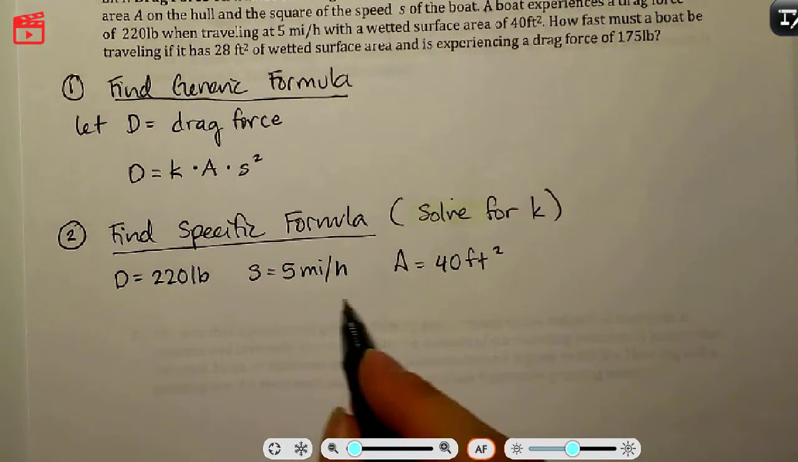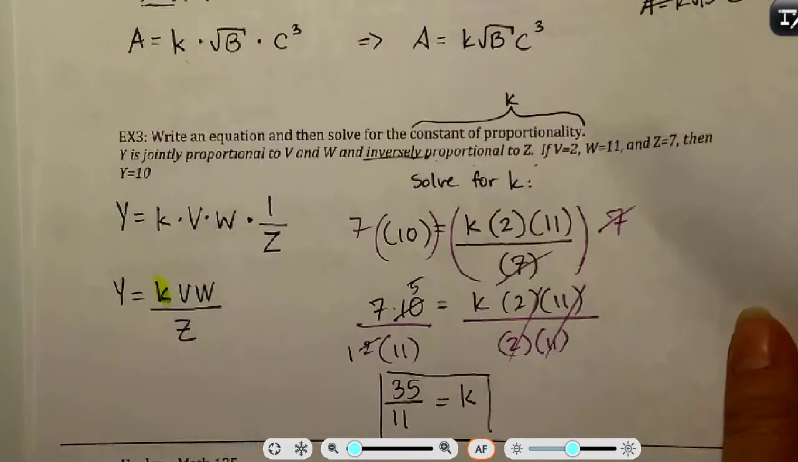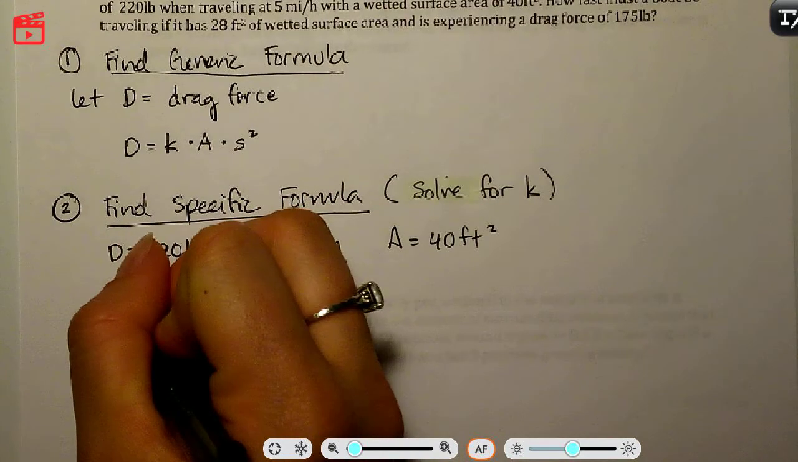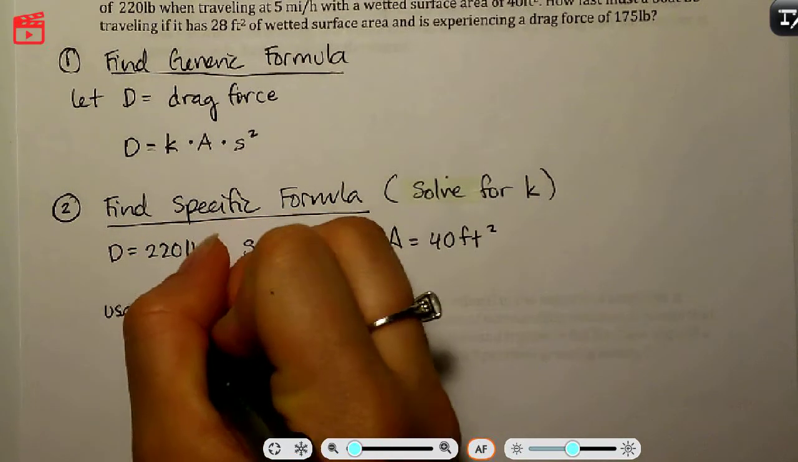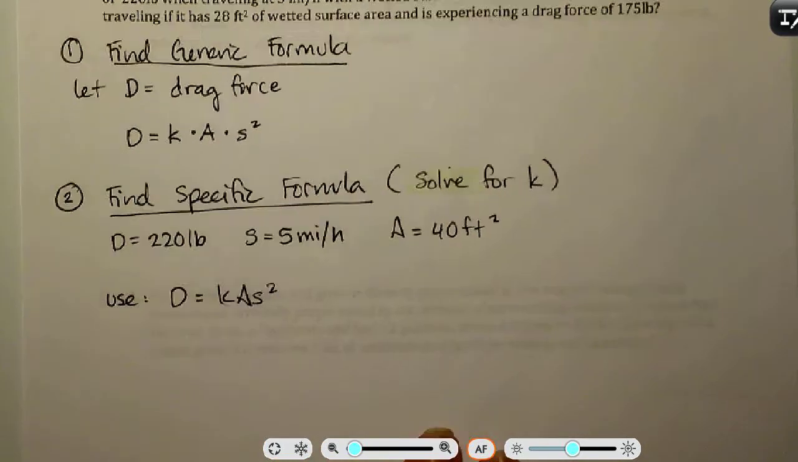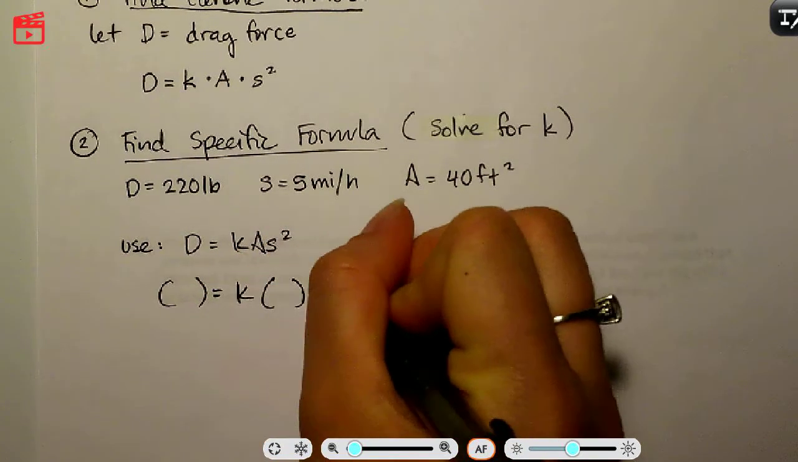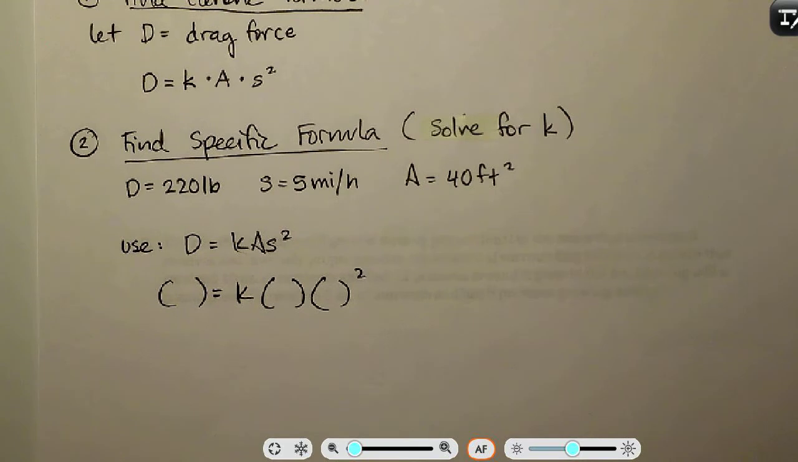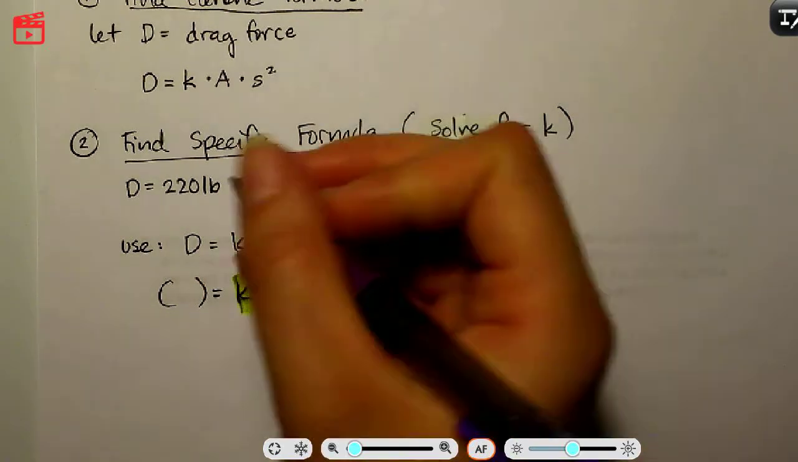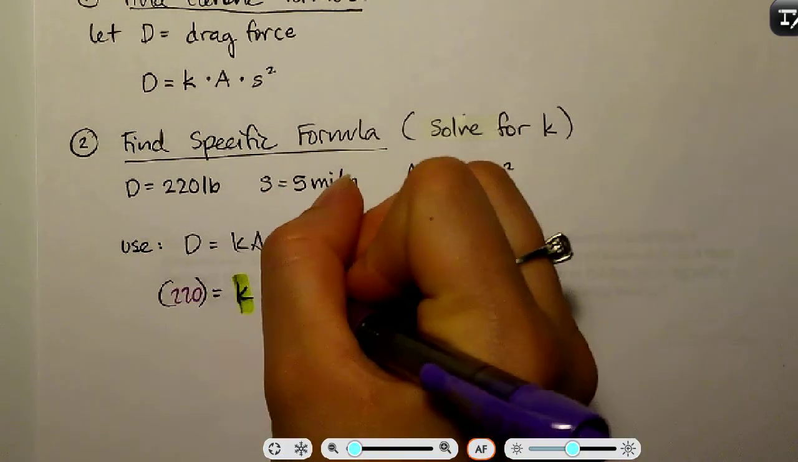All right, so I'm going to use this information to find K, just like we did on example 3. Here we go. Let's go ahead and find K. So we're going to use this formula, D equals K A S squared, which we created right up there. Plug in our values so we can solve for K. I'm solving for K. So let's see, 220, 5, and 40.